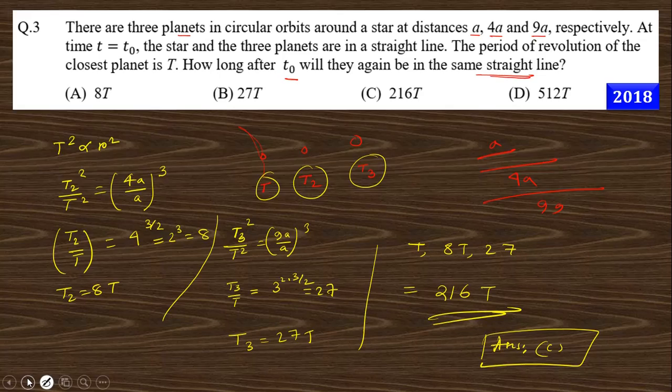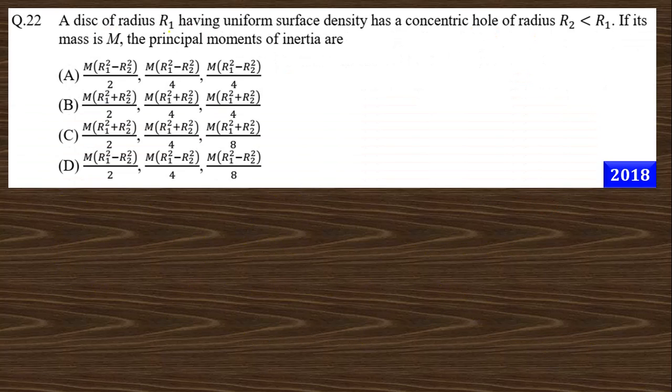Go to the next question. A disk of mass m and radius r1 having uniform surface density has a concentric hole of radius r2 which is less than r1. So there is a uniform disk where the inner radius is r2 and the outer is r1. Its mass is m, and the principal moments of inertia are asked.